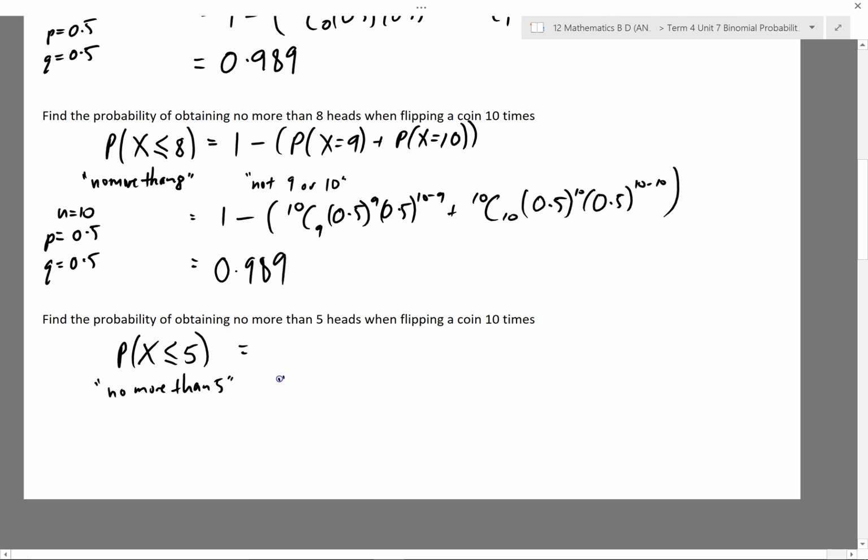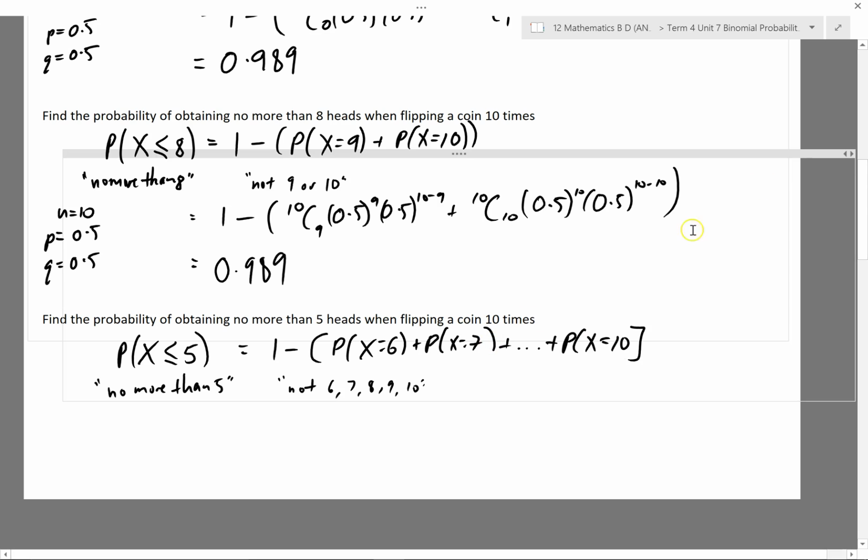No more than 5 means not 6, 7, 8, 9, or 10. So even using complementary probabilities, I would have to be subtracting probability of x equals 6, probability of x equals 7, all the way up to probability of x equals 10, which would be far too much effort. What we can do alternatively is use our graphics calculators.